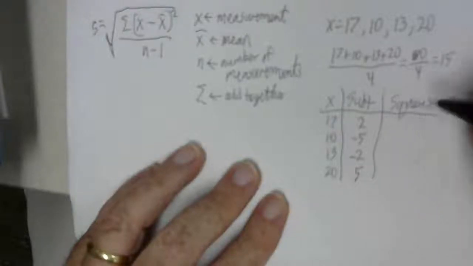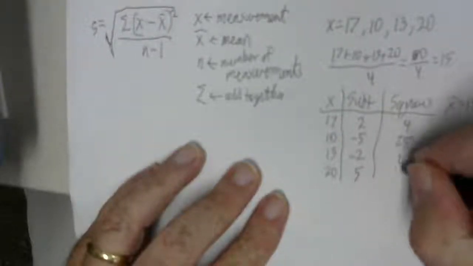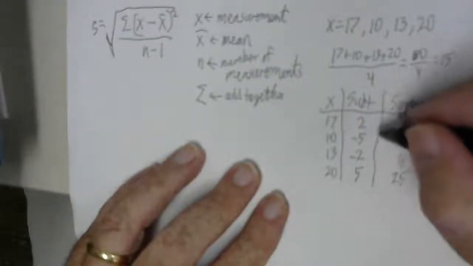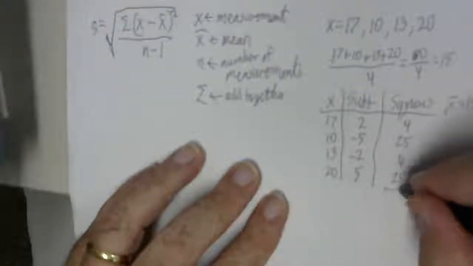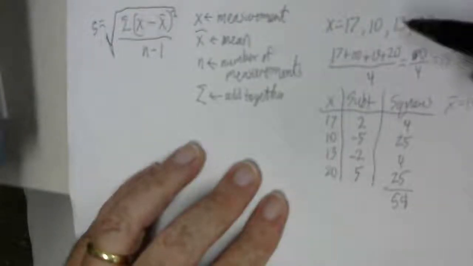So now I'm going to square those numbers. This is 4, 25, 4, and 25. When I square them, negative numbers come out to be positive. So I add these together, I get 58. So what have I done?